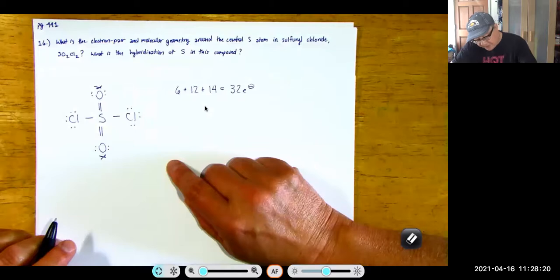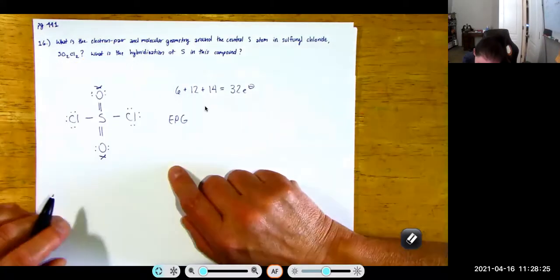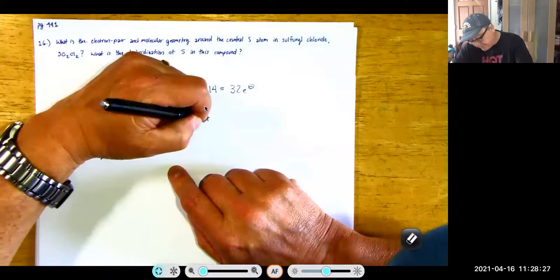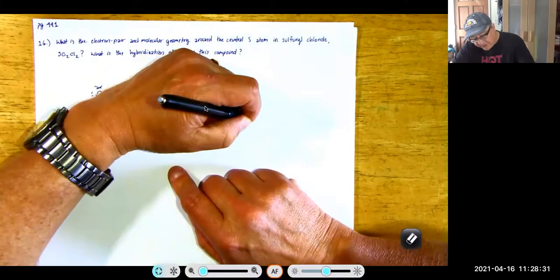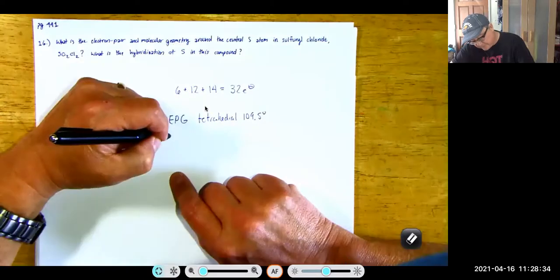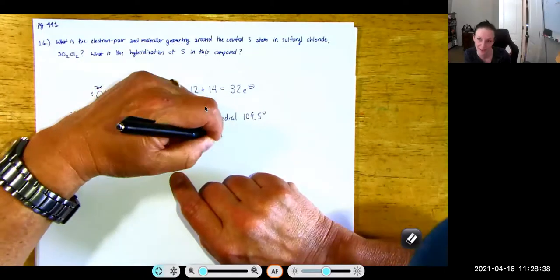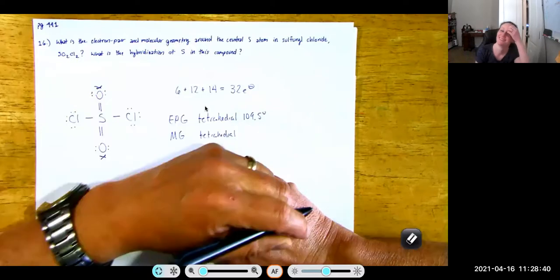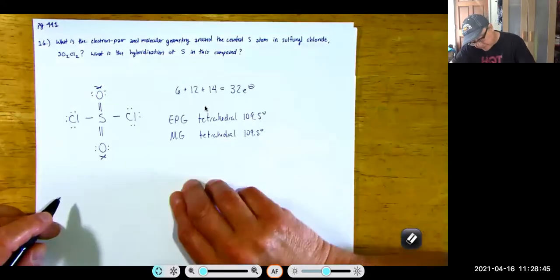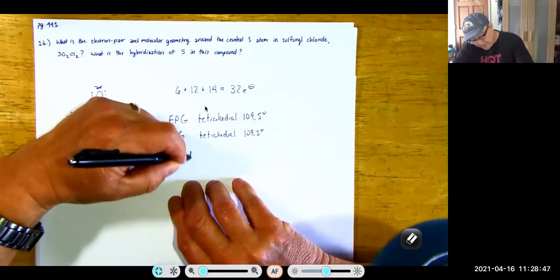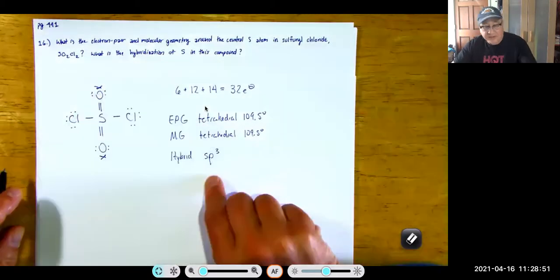Okay, so what's the EPG? Tetrahedral. And the angles? 109.5. And what's the MG? Tetrahedral. What are the angles? 109.5. Yep, 109.5. What is the hybridization? SP3. And because it's SP3, what would we expect the geometry to be?